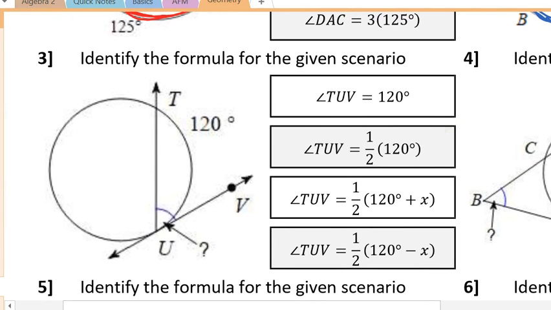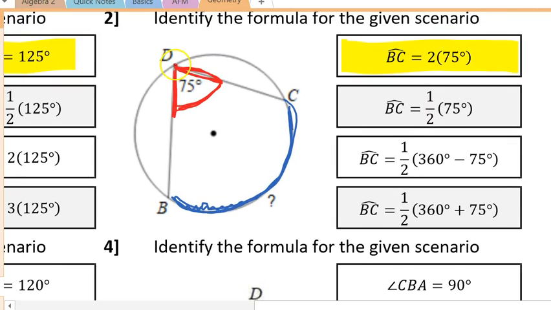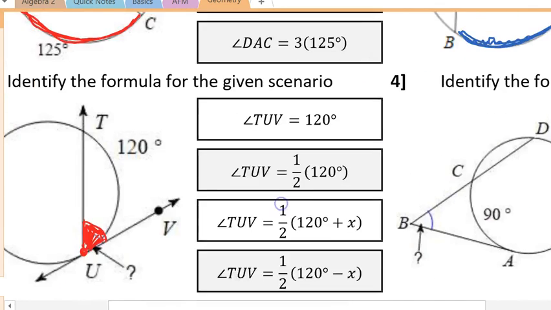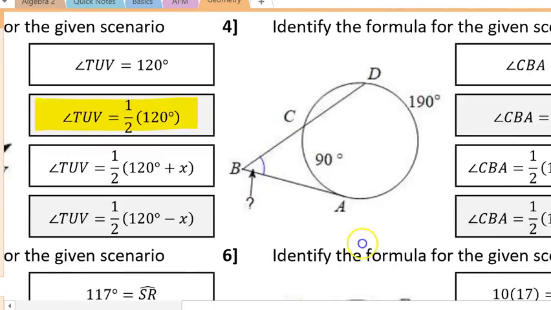Number 3, we are looking for the angle measure TVU. Now once again, we see that this angle measure is on the circle, very much like number 2, where we had an inscribed angle where the angle measure was on the circle. So we have that relationship happening that the angle is equal to half of the arc, or the arc is 2 times the angle measure. Well, the angle measure is half of the arc, so that means that the angle measure is equal to half of our arc of 120 degrees.